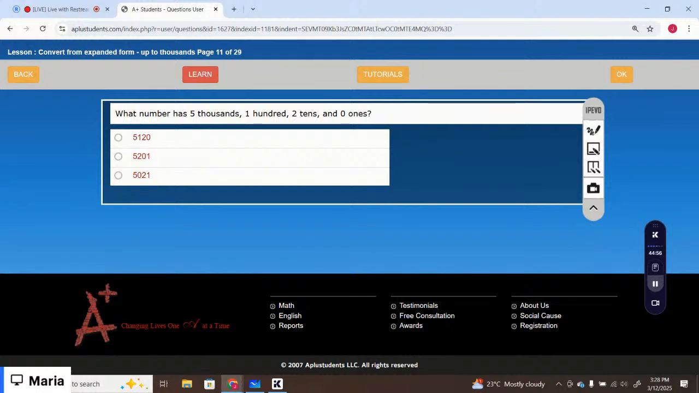What number has 5,000, 100, 2 tens, and 0 ones? So, which is the correct option? That is 5,120. Option number one is the correct option.